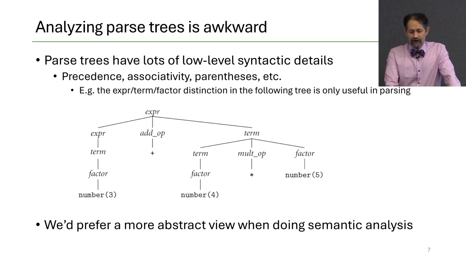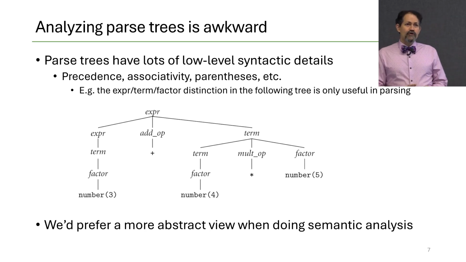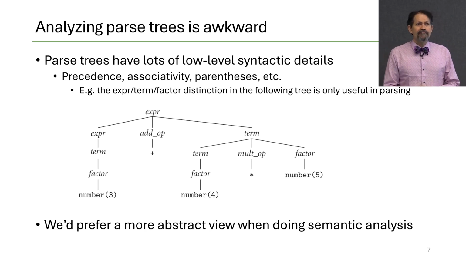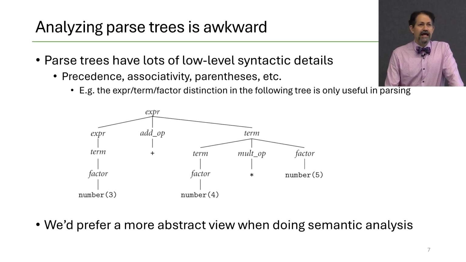Now, when we analyze the program, we might try to analyze it in terms of a parse tree, but this can be quite awkward because parse trees have a lot of low-level semantic details. In the grammar that we showed for parsing expressions, for example, we have a lot of distinctions between factors and terms and expressions, which are really only useful in parsing. That's generally true of things like precedence, associativity, parentheses. These are really only used to group expressions together and define the order of operations. But once we figure that out in the parser, we don't really need to capture that in the representation of the program anymore. We'd much prefer a more abstract view when we do semantic analysis.